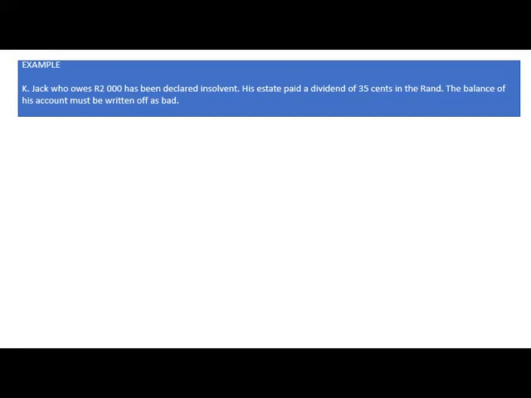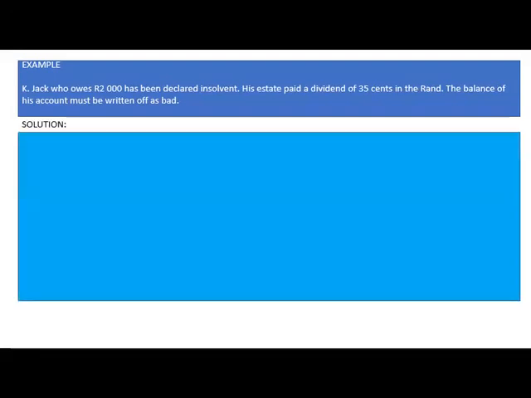All right. Anyway, here we have K Jack who owes 2,000 Rand, but we only received 35 cents. So how do we calculate this? Please note that when you take 2,000 Rand, for every 1 Rand that K Jack was owing us, we got 35 cents. How do we get that? We'll take 2,000 Rand and times it by 0.35.